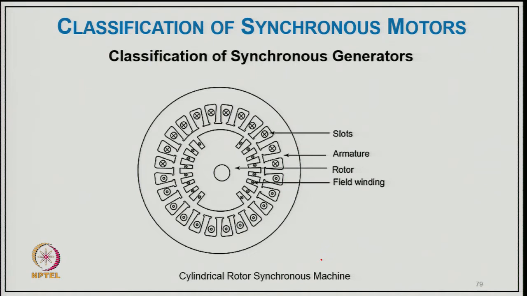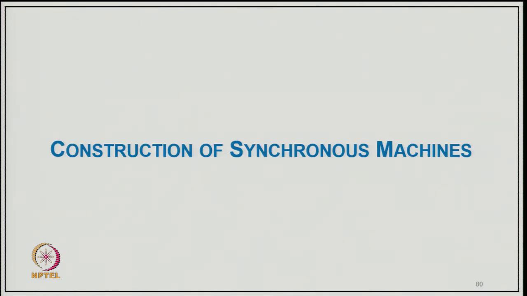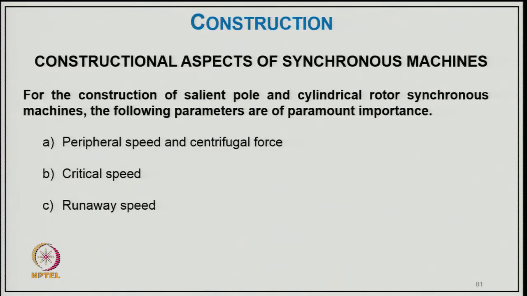So, this is the cylindrical rotor machine. We put the winding only on 1/3 portion of one pole pitch, and normally they are 2 pole machines because they run at very high speed, around 3000 to 3600 rpm. Now, coming to the construction of synchronous machine, the construction aspects of the synchronous machine.